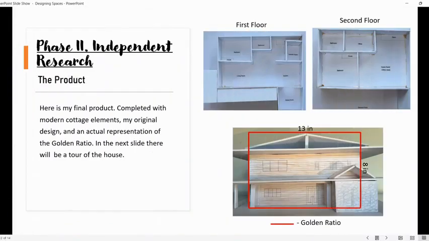The product. Here's my final product, completed with modern cottage elements, my original design, and an actual representation of the golden ratio. In the next slide, there will be a tour of the house.